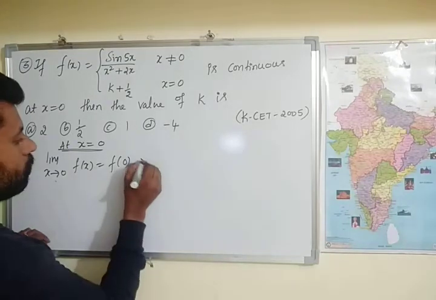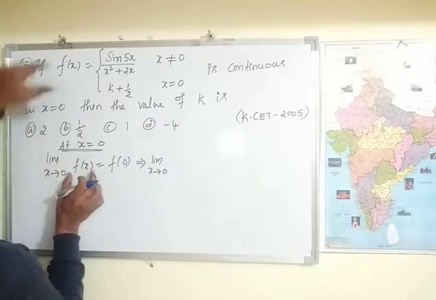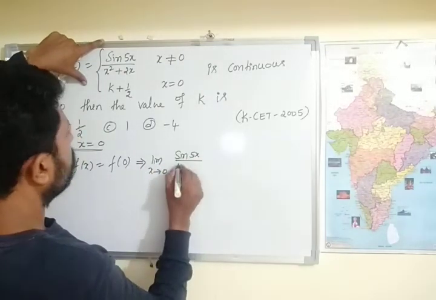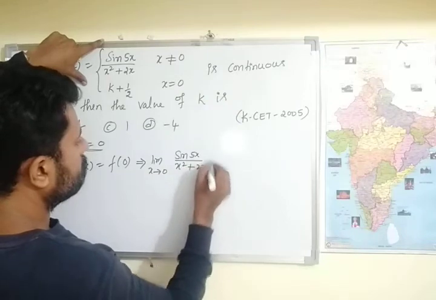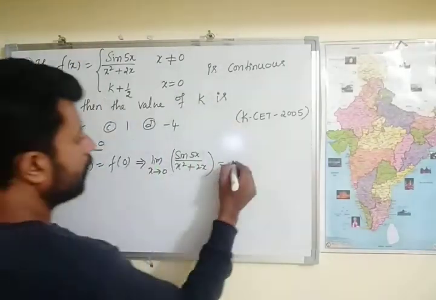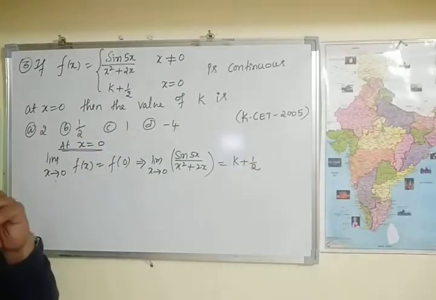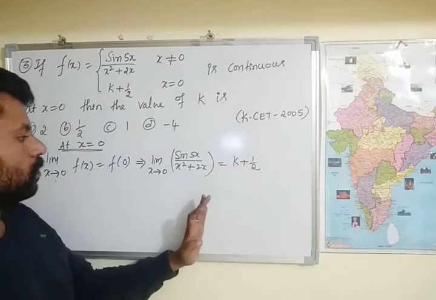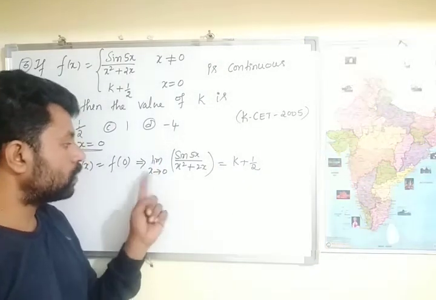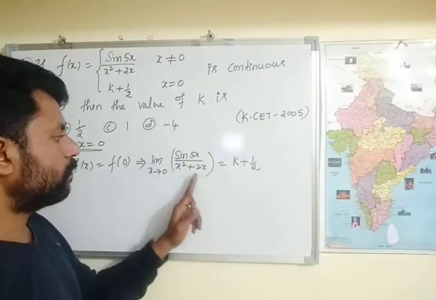Now this implies limit x tends to 0. Now substitute the value of f of x. Here we have f of x is sin 5x divided by x square plus 2x is equal to f of 0, and at x is 0 we have the value k plus 1 by 2. Next step, x approaches 0, substitute 0 in the place of x. We get sin of 0 is 0 divided by 0 form.